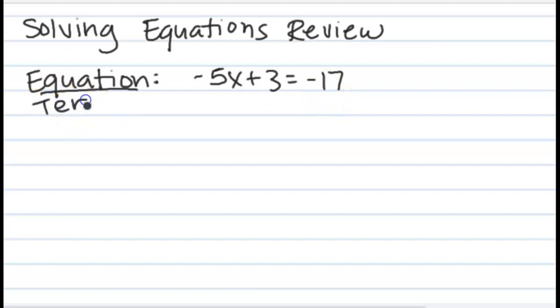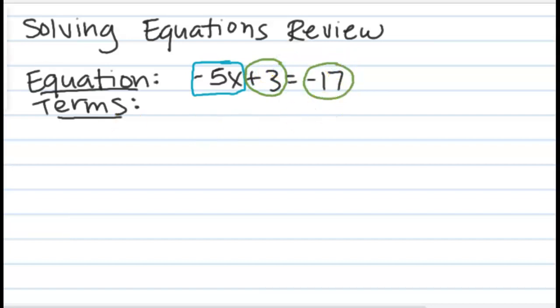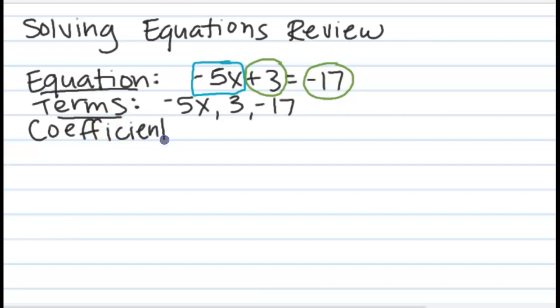Next, we have the terms. Terms of the equation. These are the parts that are separated by addition, subtraction, or our equal sign here. So we have our three terms here. The terms are negative 5x, 3, and negative 17. Next, we have our coefficients. Coefficients are the numbers in front of the variable. We just have one coefficient here, which is 5.